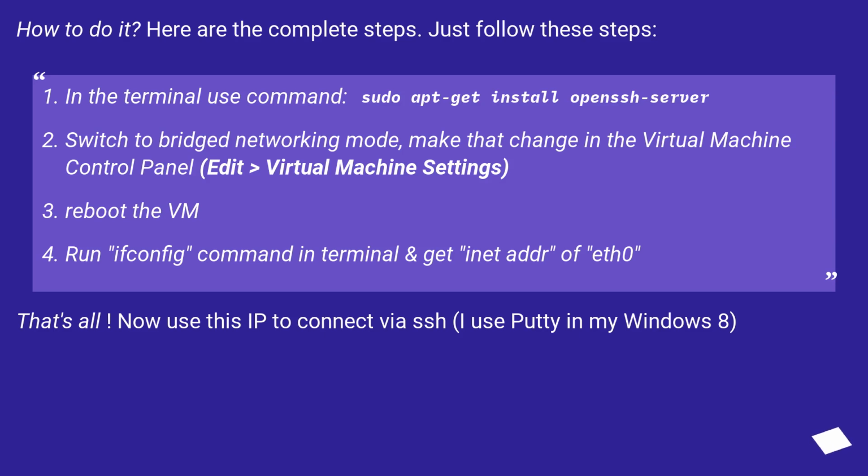Switch to bridged networking mode. Make the change in the virtual machine control panel: Edit > Virtual Machine Settings. Reboot the VM. Run the ifconfig command in the terminal and get the inet address of eth0. That's all. Now use this IP to connect via SSH. I use PuTTY on my Windows 8.